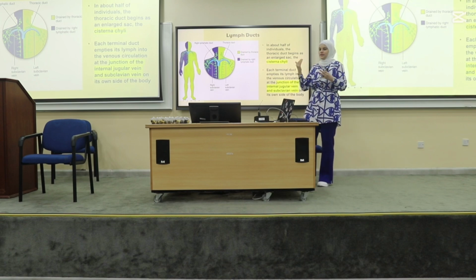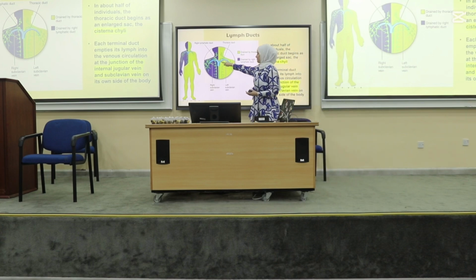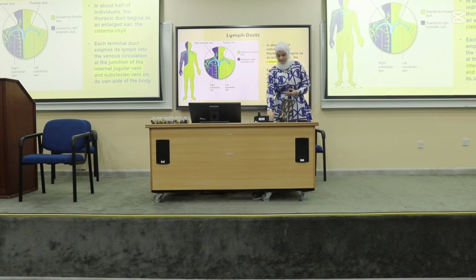Our aim is to return this fluid back to the blood. So we drain back into the veins, the junction between internal jugular vein and subclavian vein. This is very important. You can see here the subclavian veins, and this is the internal jugular vein, but it's not showing here. So it's the junction between them. The ducts drain the lymph back to the blood, to the veins.